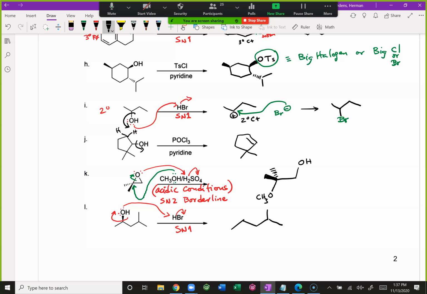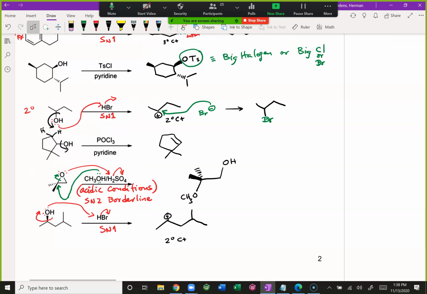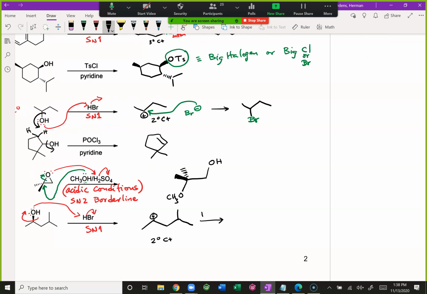You have a plus right here. And this is a secondary carbocation. Can we make a better carbocation? Yes. So let's do it. First, hydride shift. 1,2 hydride shift. One of these H's will jump. So this one will jump there. And now the carbocation goes here, right? It migrates there. It's still secondary.